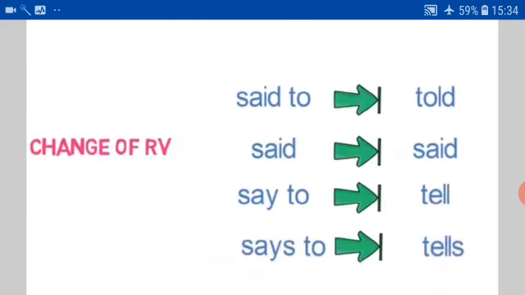Let's look into the second step, change of reporting verb. Students, we have to change reporting verb like this: said to into told, said into said, say to tell, says to tells. Students, we have to learn that if the preposition "to" is not used, then the reporting verb will not be changed. If the preposition "to" is used here, then we have to change the reporting verb according to this chart.